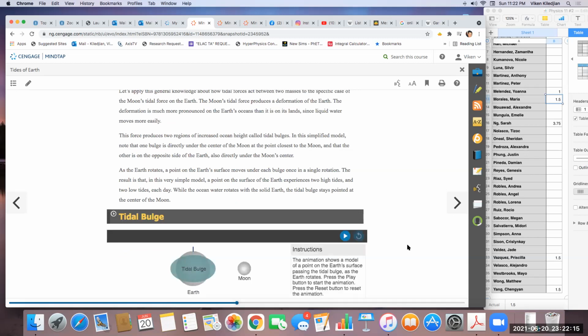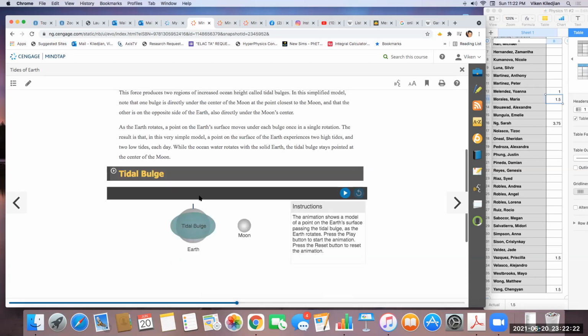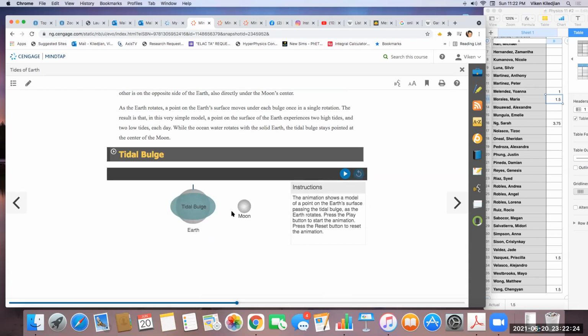Oh, so they're talking about those tidal bulges, kind of like I explained. So I'm not going to read this because I kind of explained that. See how you get the tidal pooling like this. And so the side facing the moon will have high tide, and the side opposite the moon will also have high tide, but at 90 degrees, you'll have a low tide. High tide, high tide, low tide, high tide, low tide, like that.